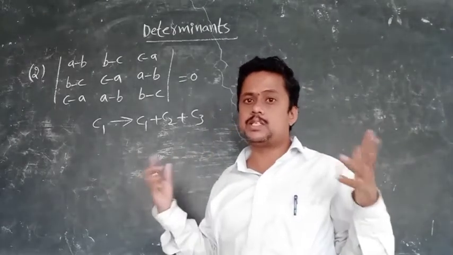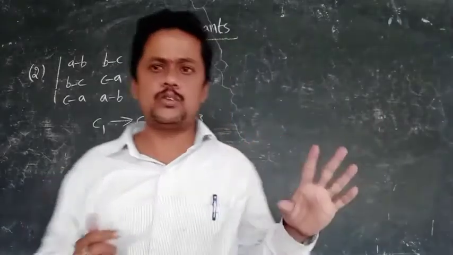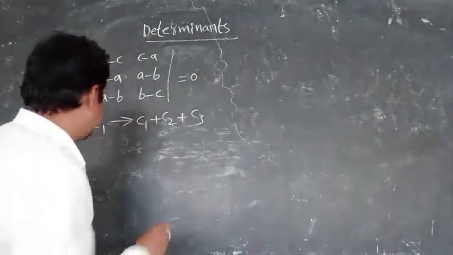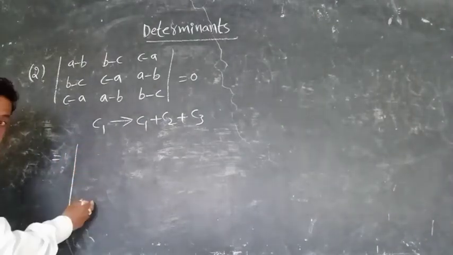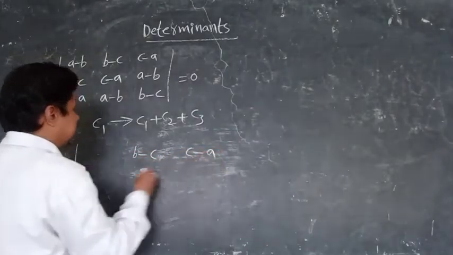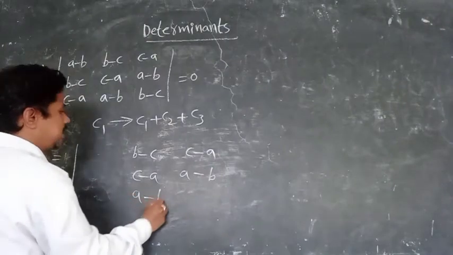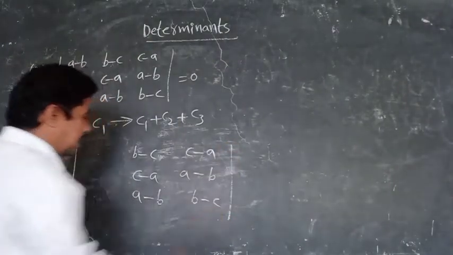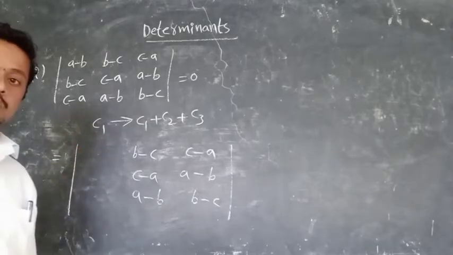Which column is not changing? C2 and C3 are not changing. So first write down C2 and C3 first. What is that? It equals, leave the first column. B minus C, C minus A, C minus A, A minus B, B minus C. And which column is changing? C1 is going to change.